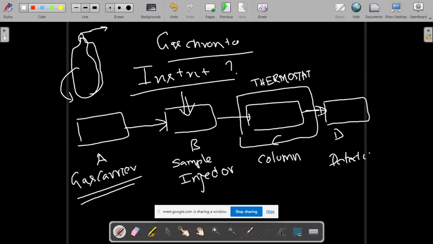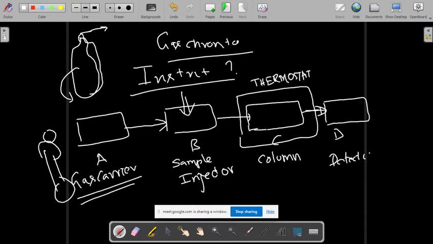And finally, at the output of the column, you're going to have a detector, as Santosh told. So the first block is the gas carrier, which is nothing but a gas supply, a cylinder with flow controller as well as flow rate indicator. Its output leads to the sample injection part, where the sample is injected, evaporated, and made to move through the next important block, namely the column, which is called the chromatographic column. The entire column is controlled with a thermostat, that is, it is temperature controlled.